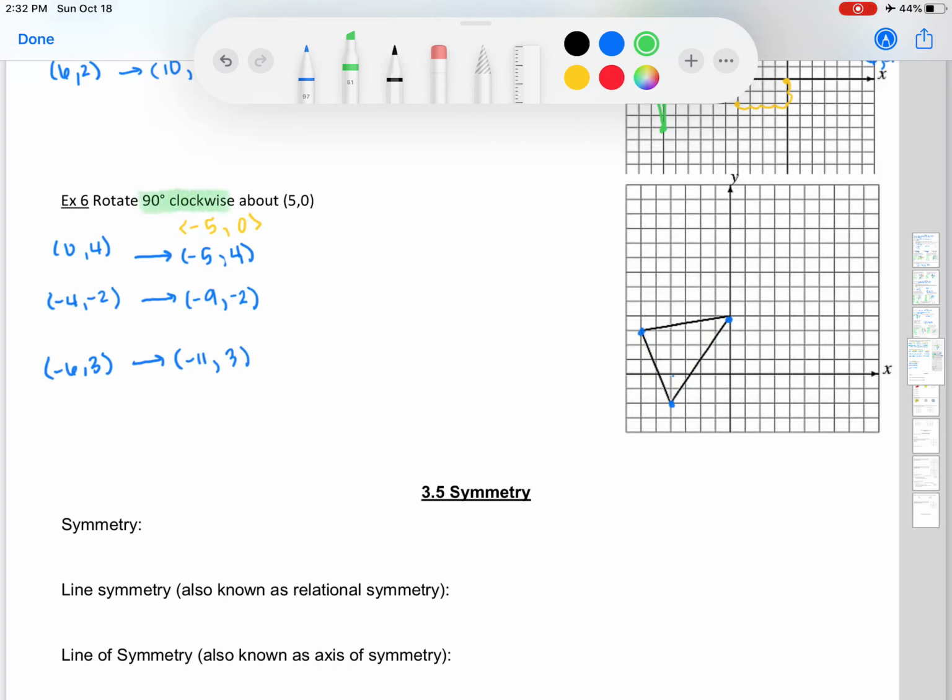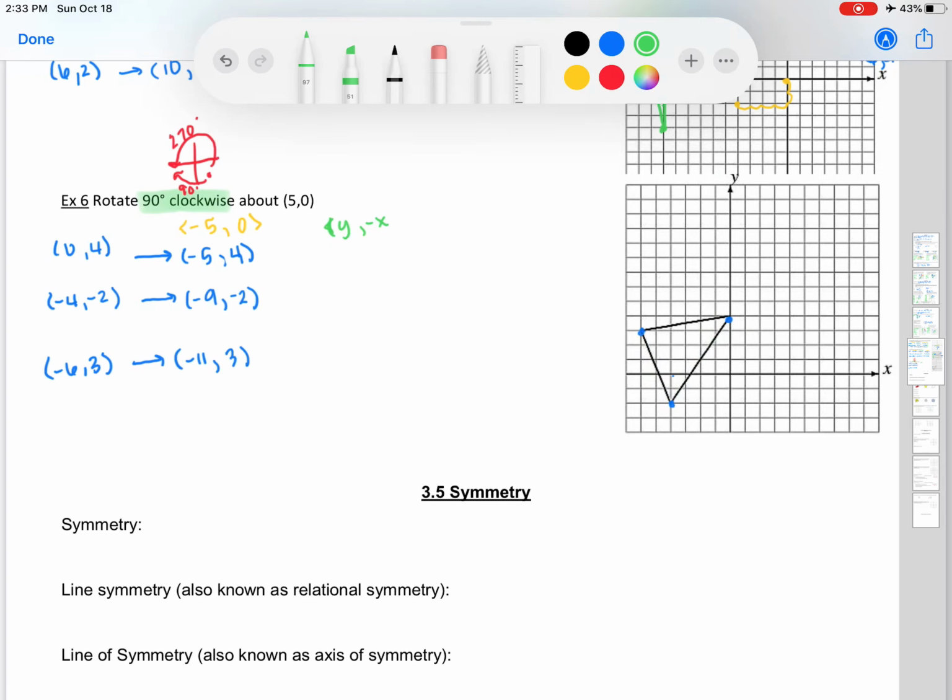I then need to apply the rule. But I notice that this says 90 degrees clockwise. So since my rules apply counterclockwise, I need to think about what 90 degrees clockwise actually is. So 90 degrees clockwise, if I had a graph, and let's say here's my point, 90 degrees clockwise would put me here. So if I want to go counterclockwise, that would be 270 degrees. So I'm actually using the rules for the 270 degree rotation instead of the 90 because it'd be 270 counterclockwise.